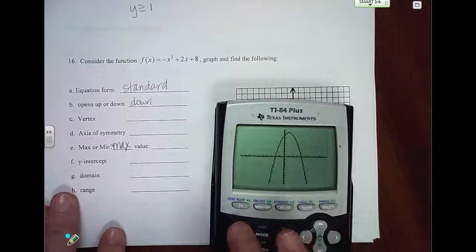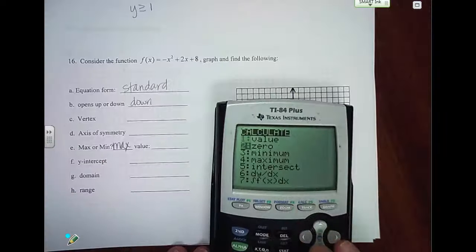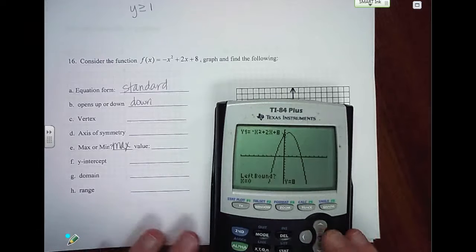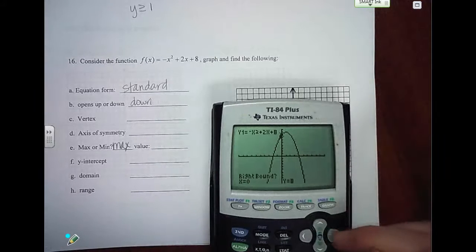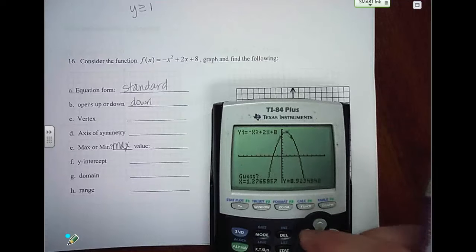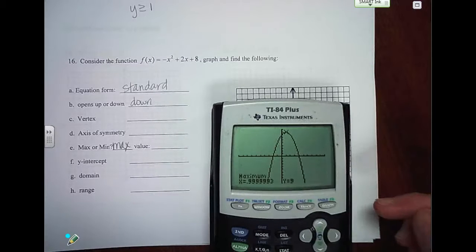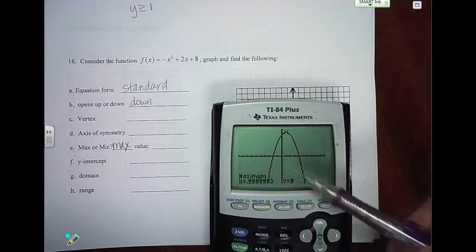So I'm going to go second trace and find that maximum value. Okay, so again, I want to go to the left of it, which I'm already right on the left, so I'm going to press enter. I'm going to arrow to the right, press enter, and then I'm going to guess. So I'm going to go right on it. So I'm going to round that up to 1, so 1, 9.